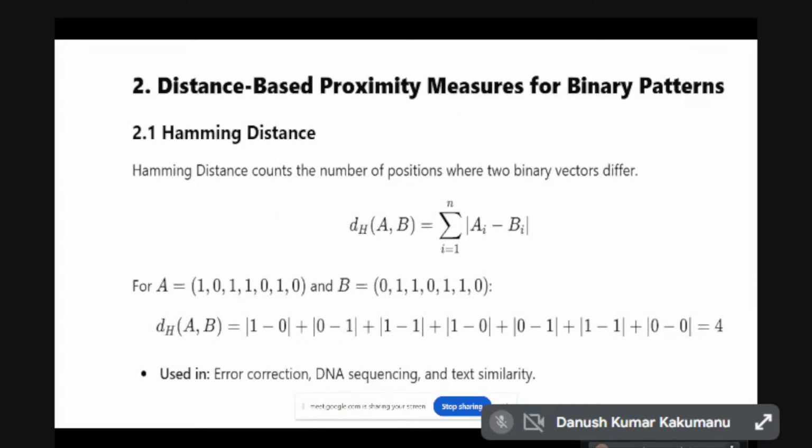Now, second one: distance-based proximity measures for binary patterns. Keep the heading: distance-based proximity measures for binary patterns.